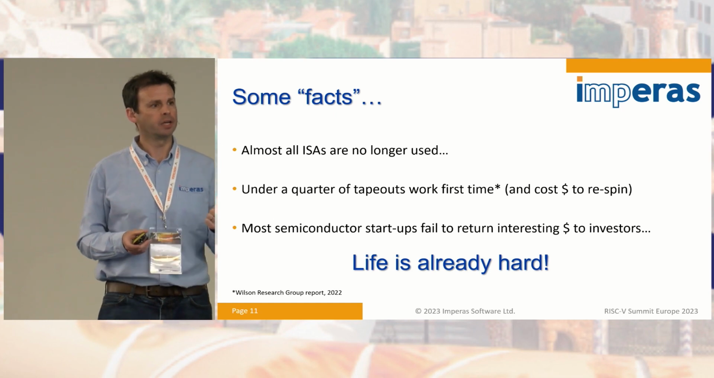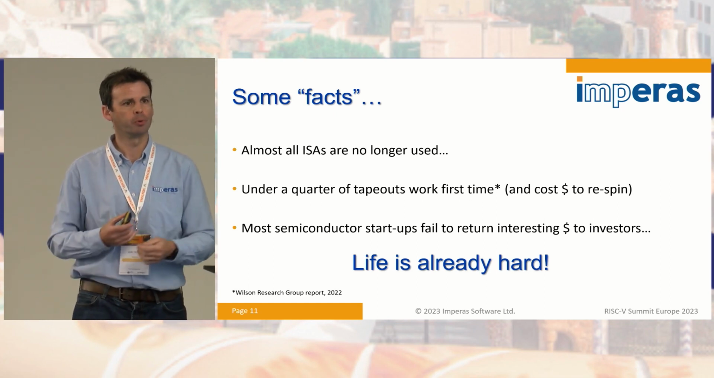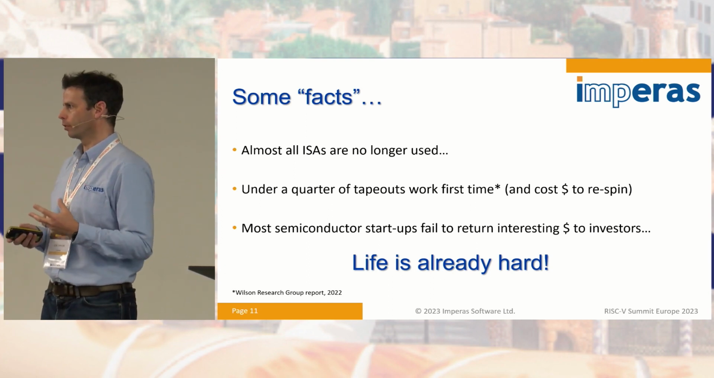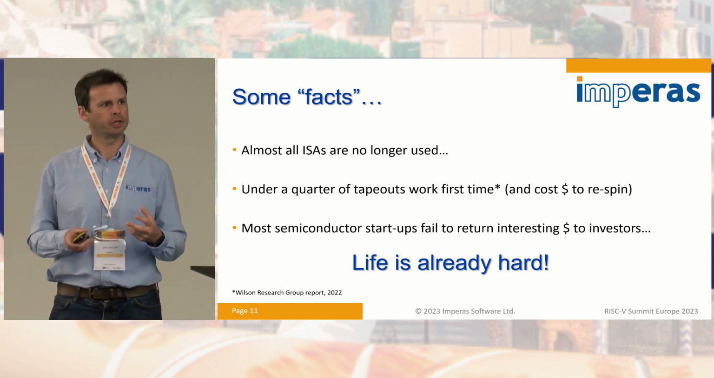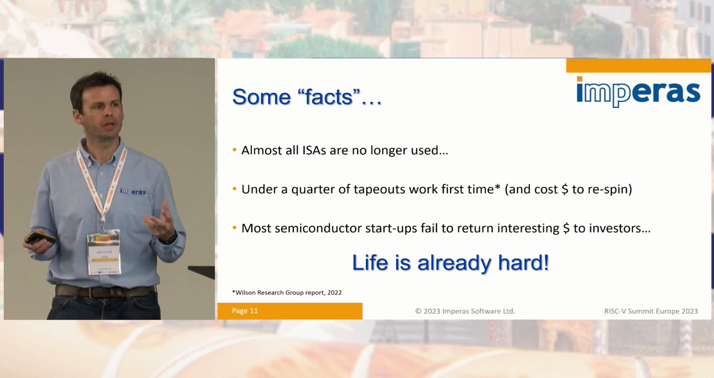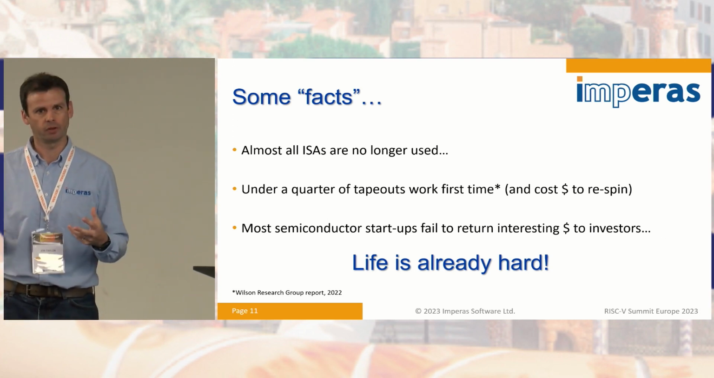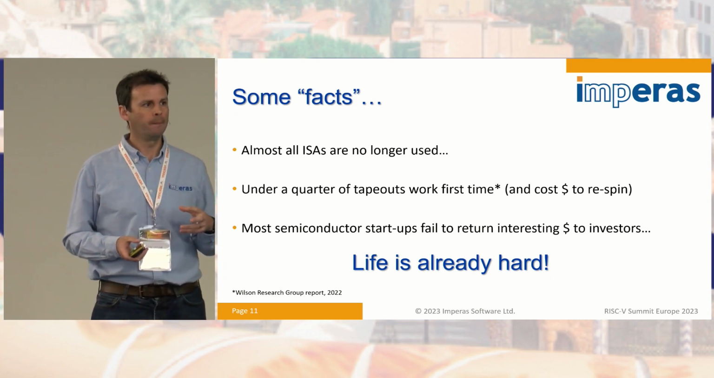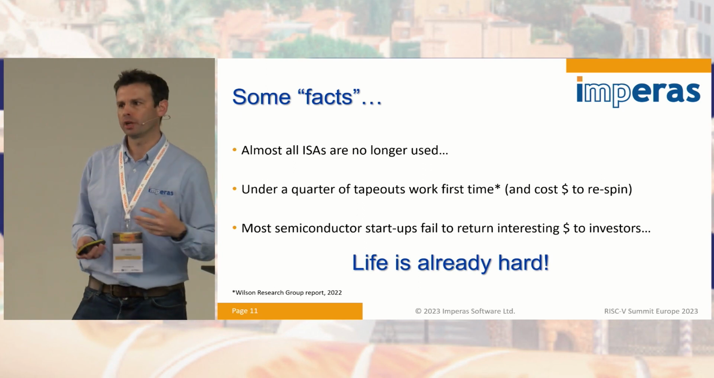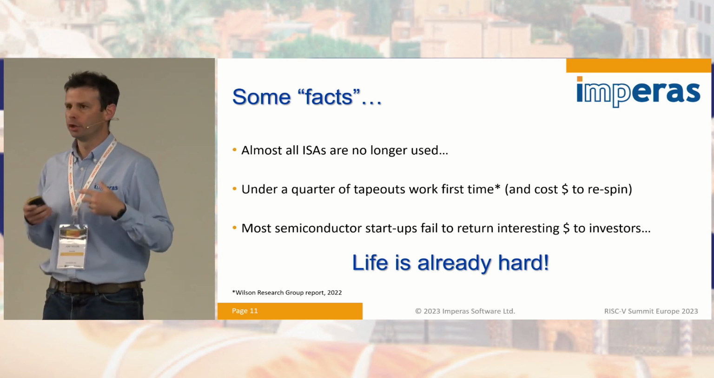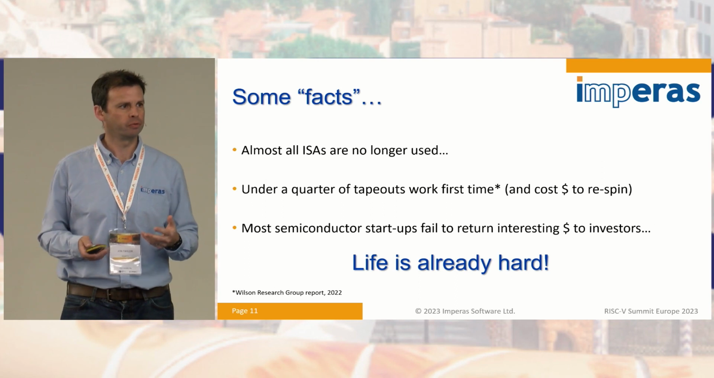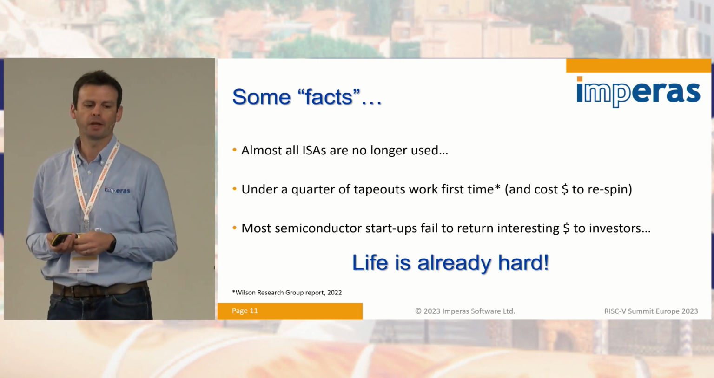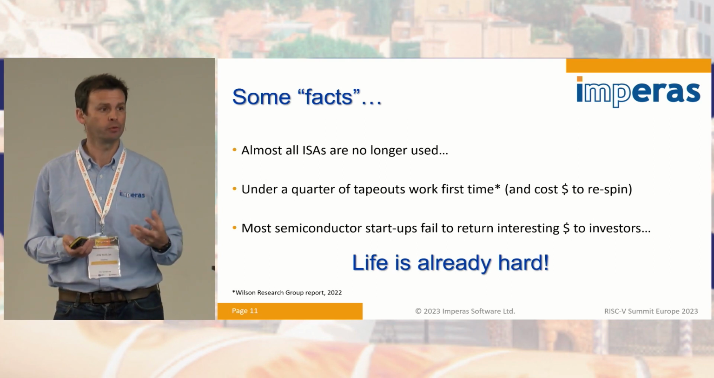The really scary data, actually, from a research group report last year, is that less than a quarter of tape-outs have first-time silicon success. And that's kind of a depressing number, and it shows there's a lot of money there as well in terms of respins and fixes, and the later you find the bugs, the higher the cost of fixing them. It also becomes a challenge for the industry if semiconductor startups no longer deliver good returns to investors. It becomes harder to fund companies and create success. So life is already hard.